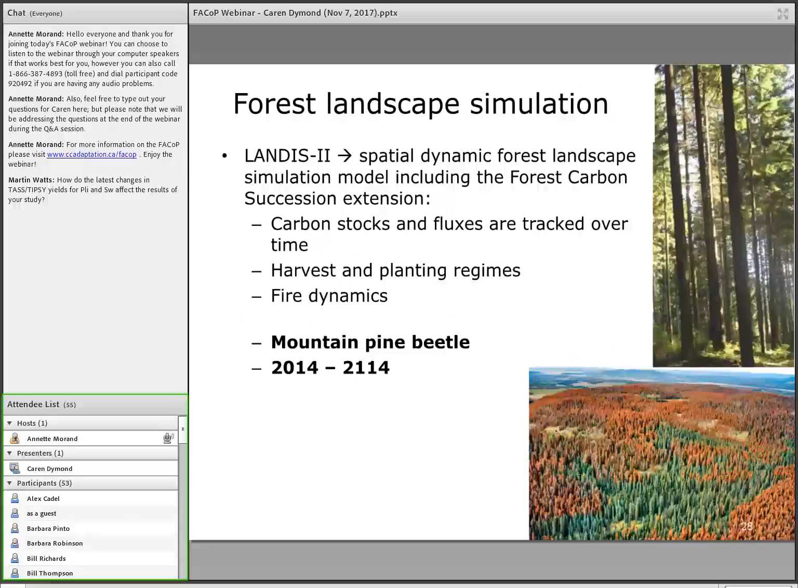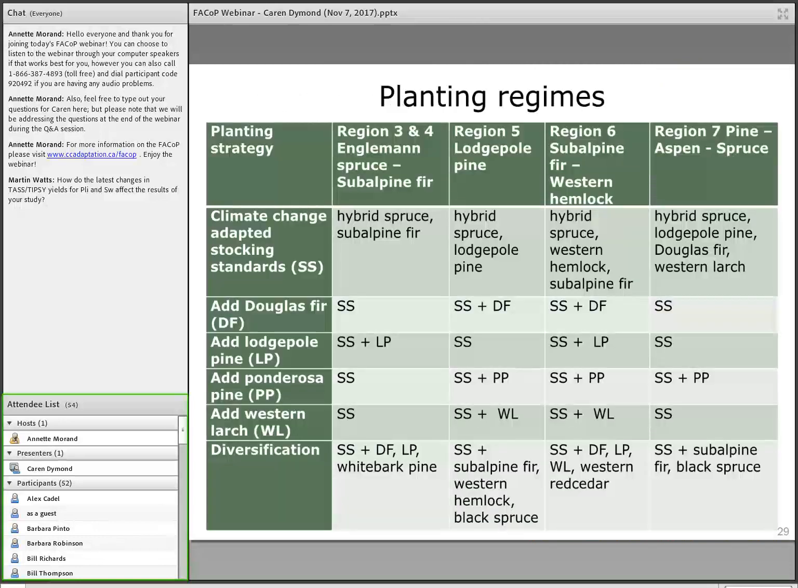Again, we're using the same modeling platform. We did add pine beetle and used a new inventory because the inventory had been updated, and ran out for 100 years to 2114 to try to capture more of the dynamics that would come from planting different species. So this is kind of an ugly table for a talk, but we'll see how we do.